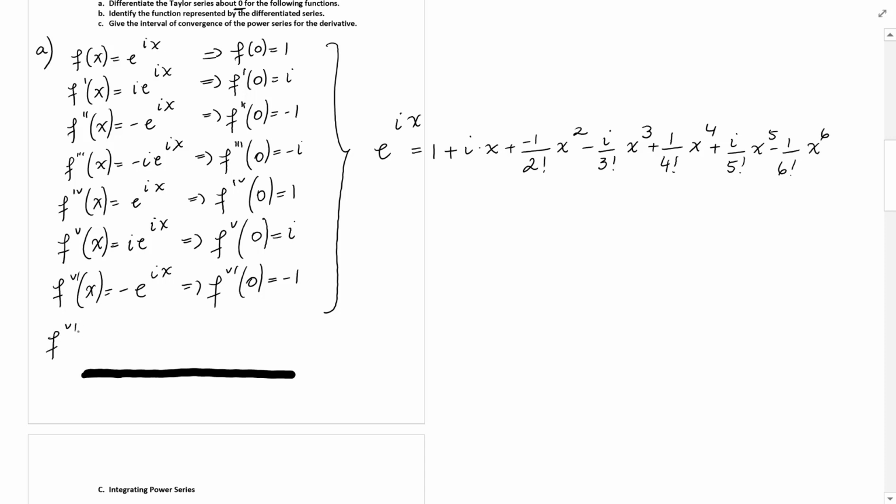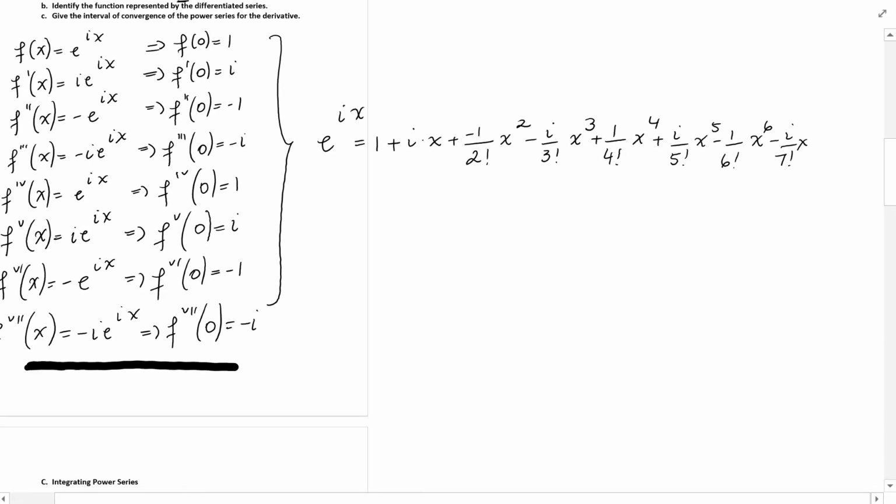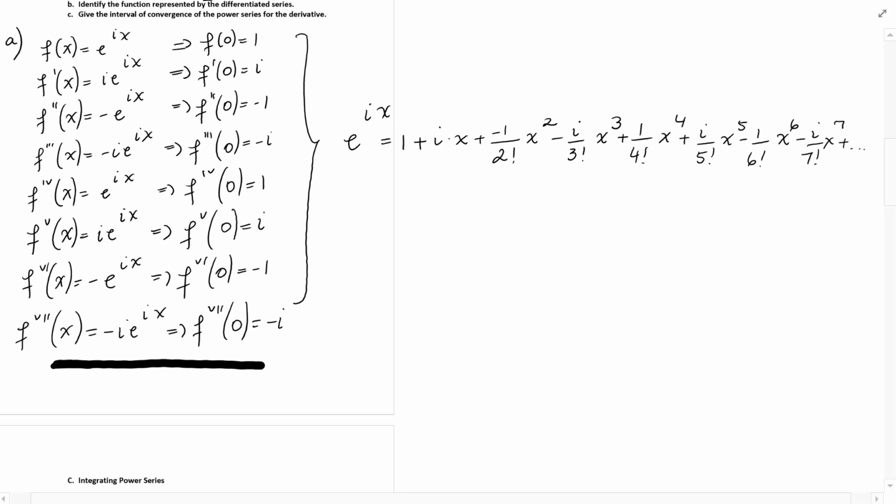And let's do one more. The seventh derivative is negative i e to the ix, so the seventh derivative at 0 is going to be negative i. So here it is going to be minus i over 7 factorial x to the 7 plus dot dot dot. So we notice that we have terms with i and without i. I'm going to highlight the ones without i first.